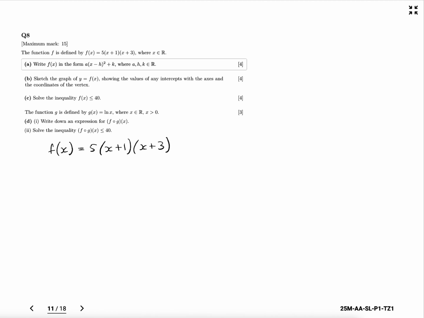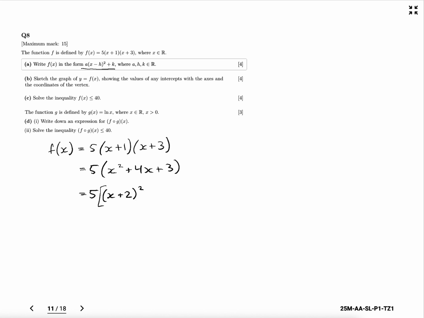All right, question 8. The function f is defined by this, and x is a real number. And we're going to write f of x in this form, which is the vertex form. And let's start by expanding the brackets for this part of the function. So we get x squared plus 3x plus 1x, which is plus 4x, and then plus 3. And we can leave the 5 outside the brackets and complete the square on this part.